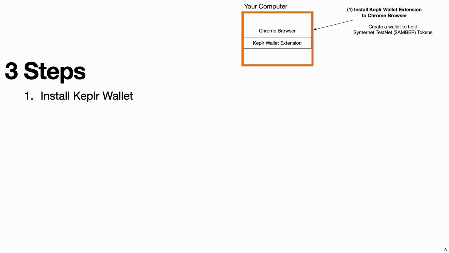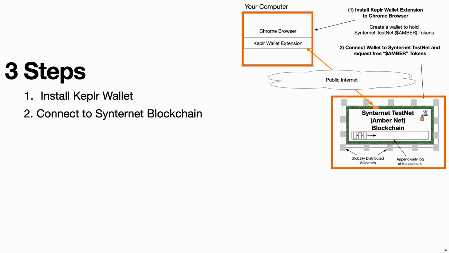For this project, we will first install the Keplr-Wallet extension to the Chrome browser. Think of the Keplr-Wallet extension as a secure container for the access tokens that will fund our project. Next, we'll connect the Keplr-Wallet to the Synternet Test Net blockchain. With this connection, we can use our access tokens to subscribe to data layer events from a variety of blockchains.